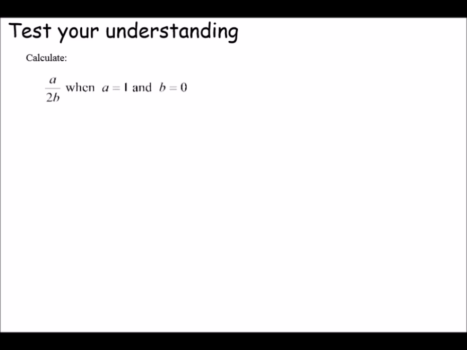Let's test your understanding. The first one, so we're going to copy the pattern. So we have a over 2 multiplied by b. A's value is 1, b's value is 0. So I will have 1 over 2 multiplied by 0 is 0. I have 0 underneath, so it is undefined. Remember, anything divided by 0 is undefined.